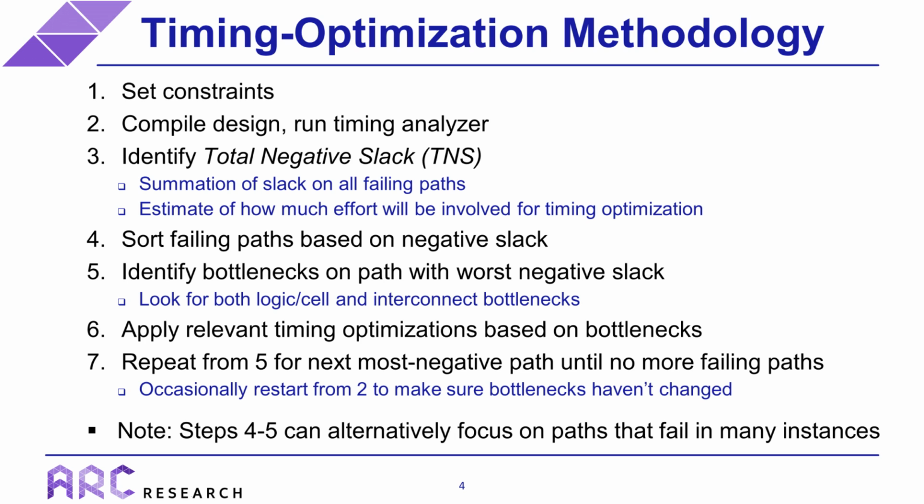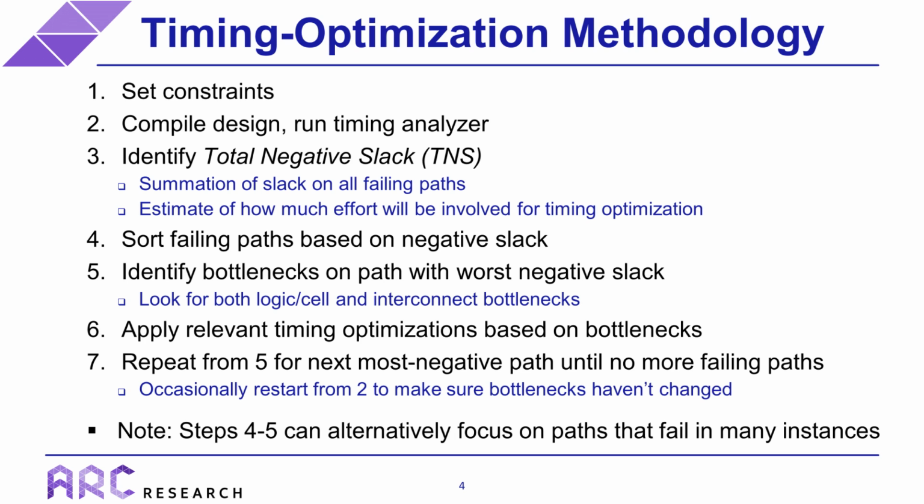For example, if the total negative slack is negative 0.01 nanoseconds, that will likely only require very small optimizations on one or maybe several paths. But on the other hand, if the total negative slack is less than negative 1,000 nanoseconds, there are going to be some huge timing bottlenecks in your design.